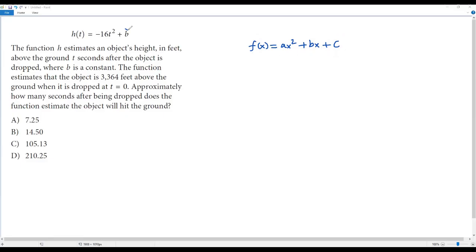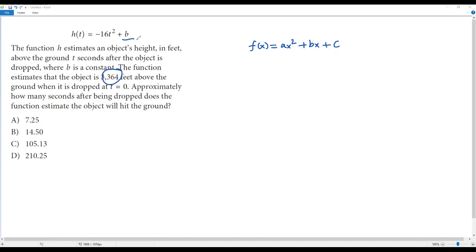Now, let's consider the given quadratic function in standard form. The constant we have over here is b, which gives the y-intercept. That is, this is the value of h of t when t equals 0. That means the initial height. According to the given information, the initial height is 3,364. So this is the value we have for h of t when t equals 0.